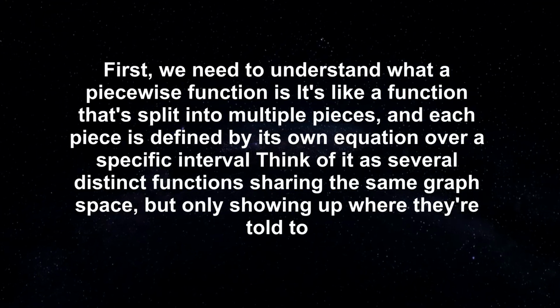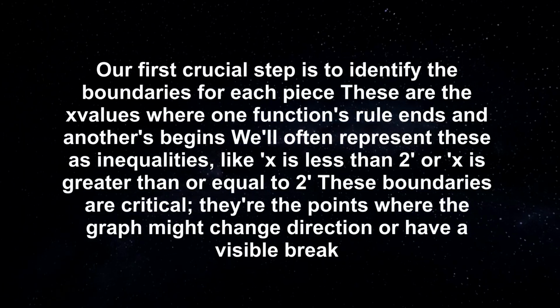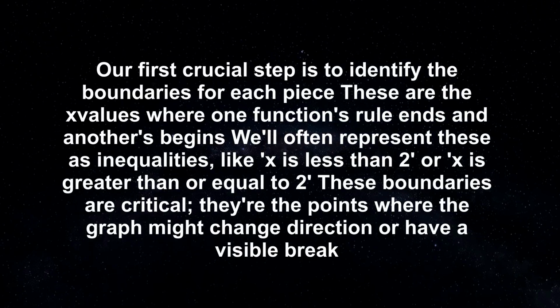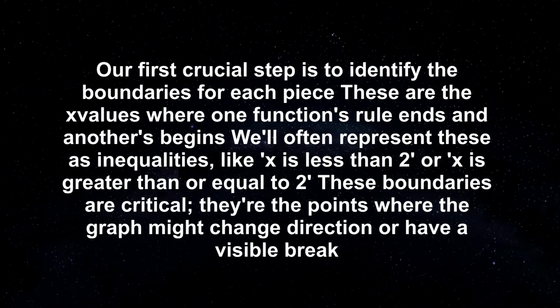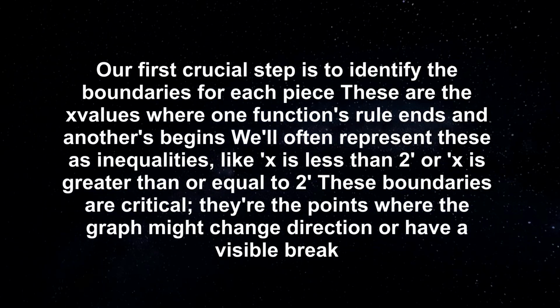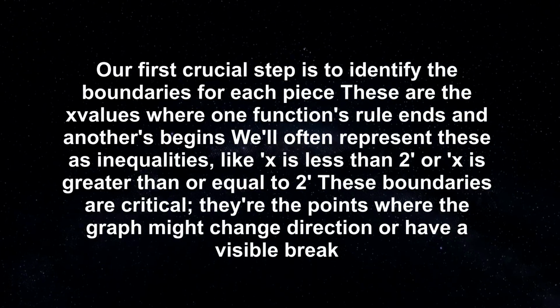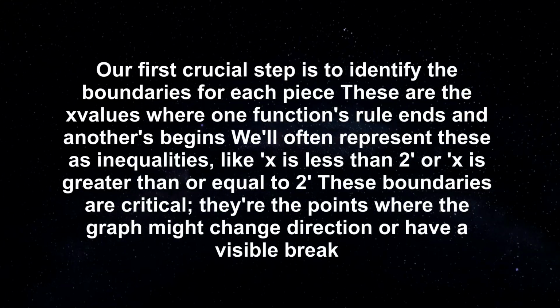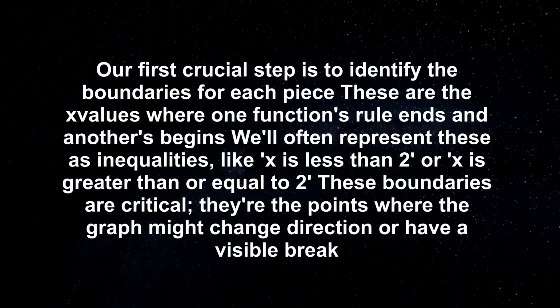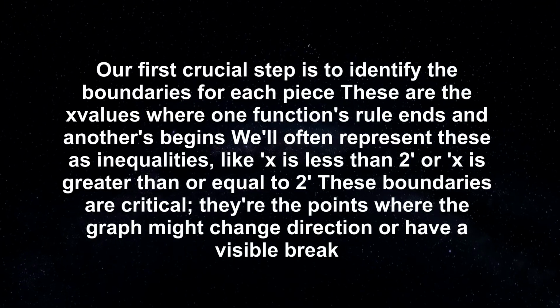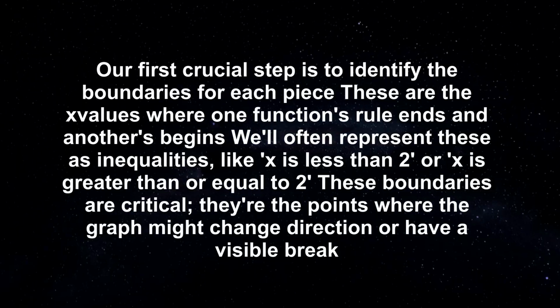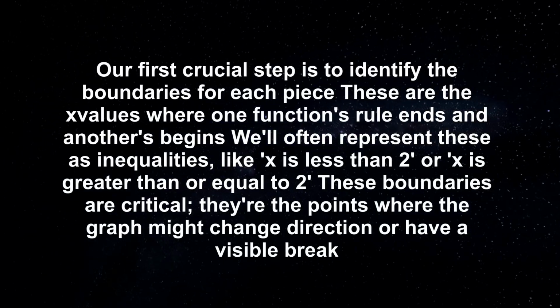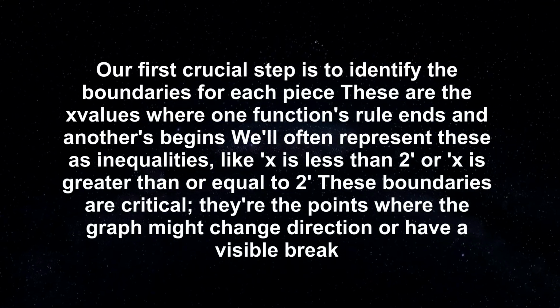told to. Our first crucial step is to identify the boundaries for each piece. These are the x values where one function's rule ends and another's begins. We'll often represent these as inequalities, like x is less than 2 or x is greater than or equal to 2. These boundaries are critical. They're the points where the graph might change direction or have a visible break.